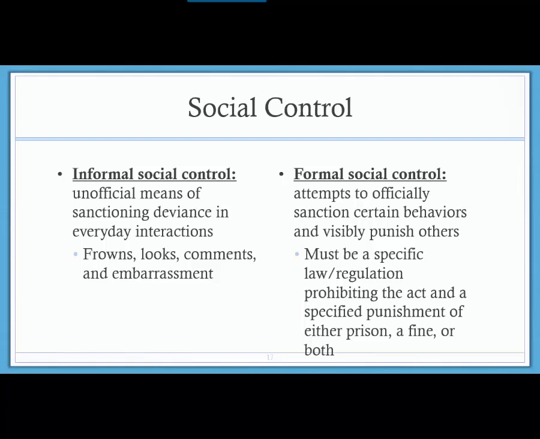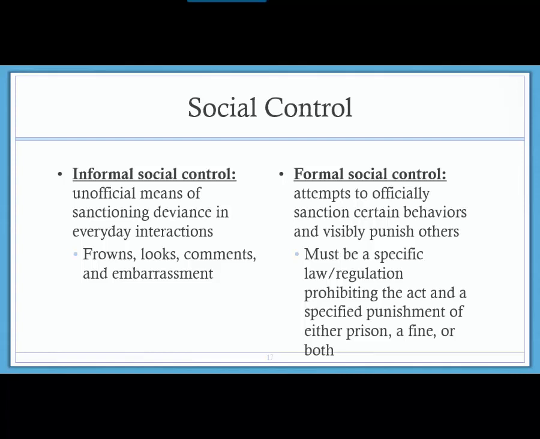Informal social control are the unofficial means of sanctioning deviance. People can frown at you. They can give you dirty looks. They can make comments, both out loud or under their breath. They could try to embarrass you. All of those are ways in which everyday people can try to control other people's behavior.